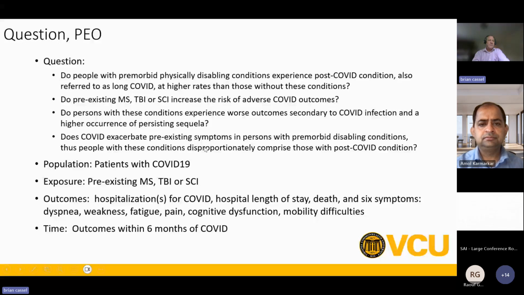So the population is patients with COVID. One cohort is exposed, in a sense, to having those pre-existing conditions, and the other is not. And the outcomes that they looked at, we're not going to do all of these. We're going to do a couple of these, so you get a sense of how you'd set up an outcome for hospitalization versus death versus a symptom. But I'm not going to do all the 6 or 7 symptoms. And the time frame for the outcomes was 6 months after COVID.